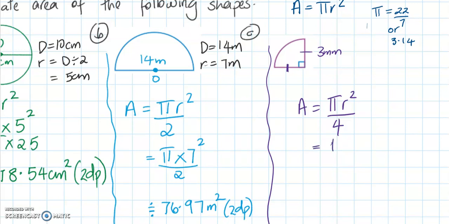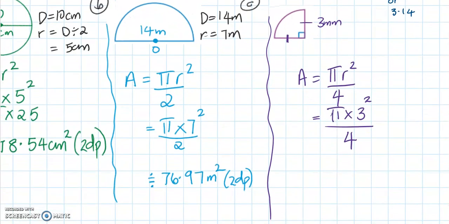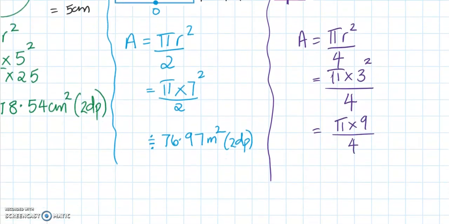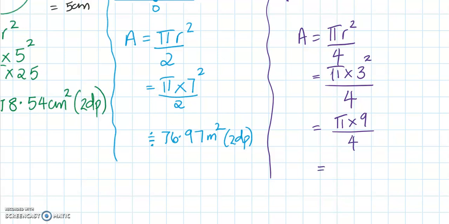So let's do that, which is pi times our radius, 3 squared, divided by 4. You can just put all of that in the calculator, or you can simplify further and say 3 squared is 9, and then divide by 4. Either is okay. And if you work it out on the calculator, you get something around 7.07 to 2 decimal places. The unit is millimeters, so square millimeters, and we write down 2 dp in brackets.